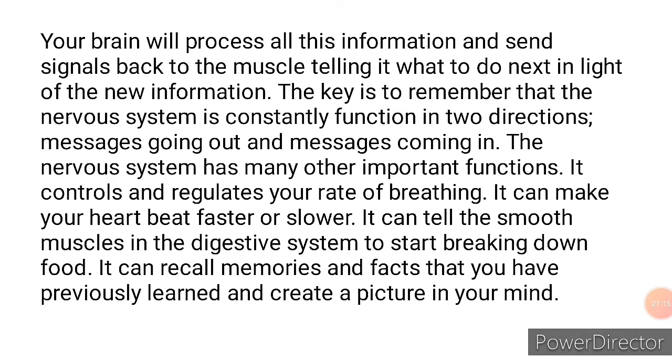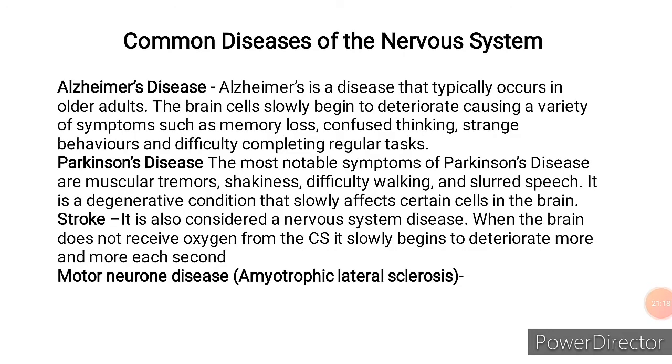The nervous system has many other important functions, but that is the important thing you must know. So let's look at some common diseases of the nervous system. You have the first one there, Alzheimer's disease. Okay, Alzheimer's disease is a disease that typically occurs in older adults. The brain cells slowly begin to deteriorate, that is, start losing their ability to work properly. All right, and then a variety of symptoms starts to show up. Okay, the person becomes confused in thinking. You will lose some memory, don't remember things easily, and then begin to behave strangely, and there's difficulty in doing things, or getting things done.